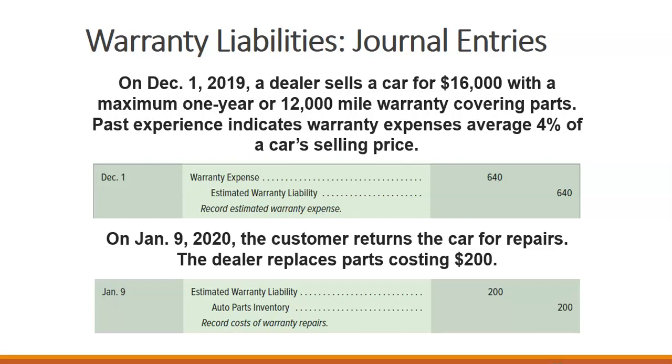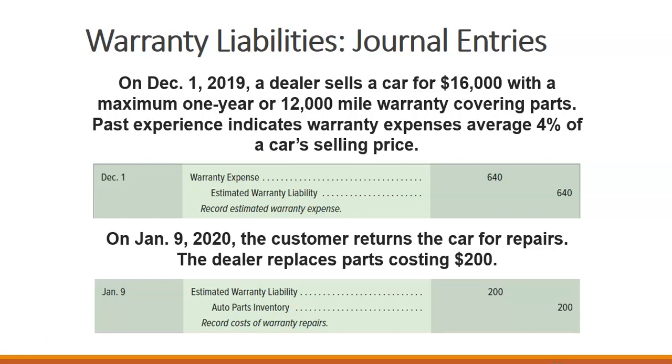A 1-year or 12,000 mile warranty means that the warranty will expire either after 1 year or after the car hits 12,000 miles, whichever happens first. So if I only drive it 10,000 miles in the first year, then I get a 1-year warranty. Whereas if I drive it 17,000 miles in the first year, then I only get a warranty to 12,000 miles.